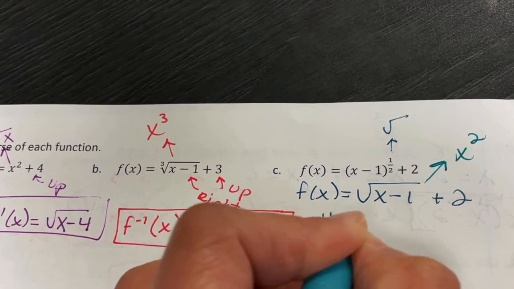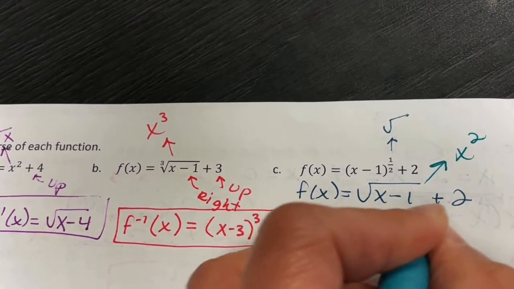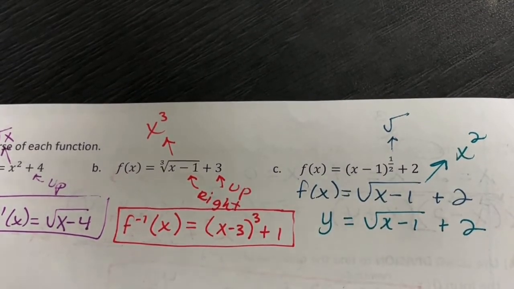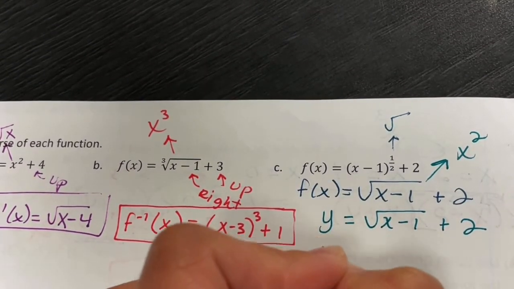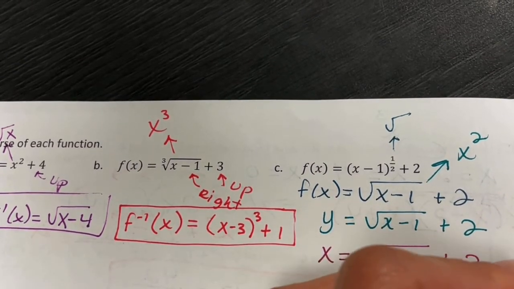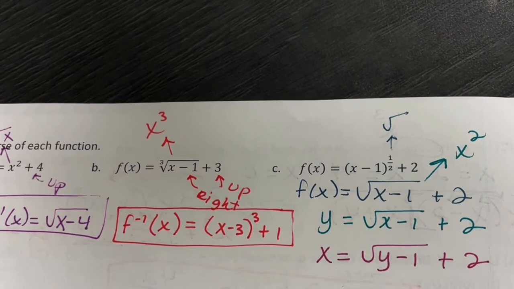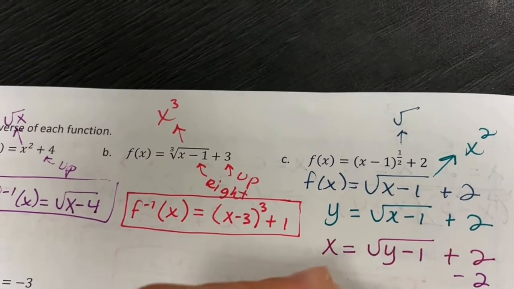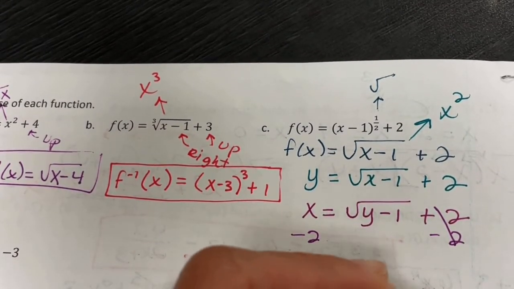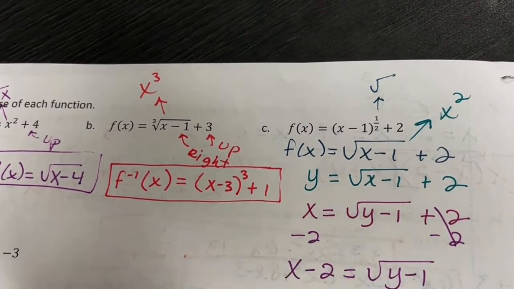So change f of x to a y, right? And then Freaky Friday, change out the x and the y, or switch them out. So x equals square root y minus 1 plus 2. And then we've got to solve for y. So first I need to subtract 2 from both sides. So x minus 2 equals the square root of y minus 1.